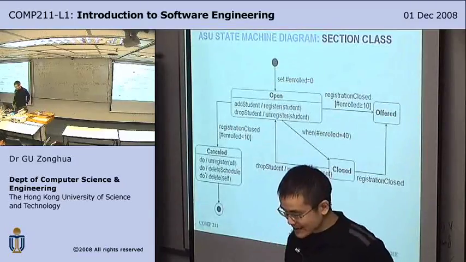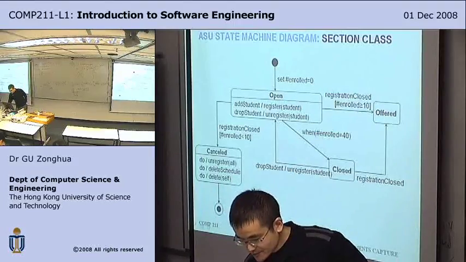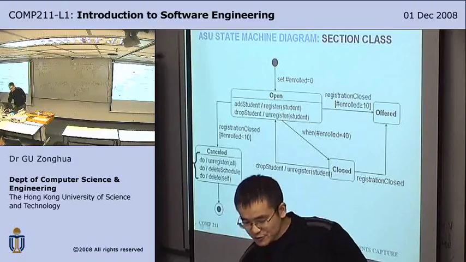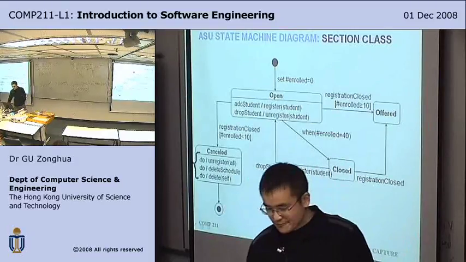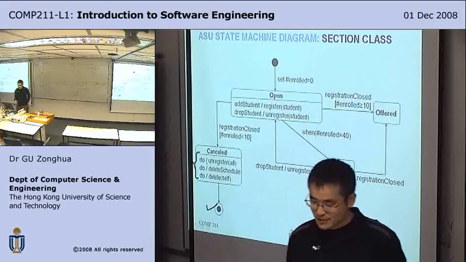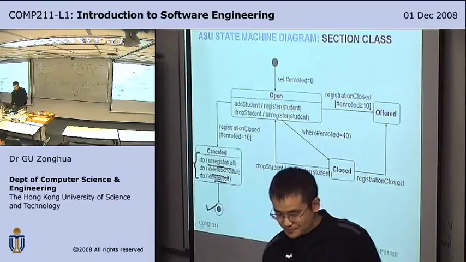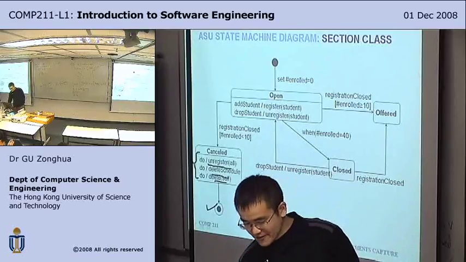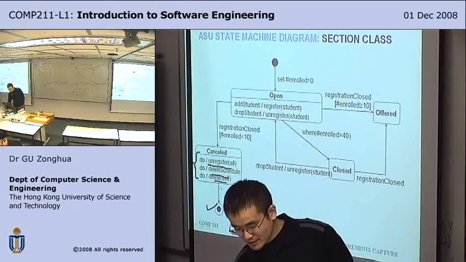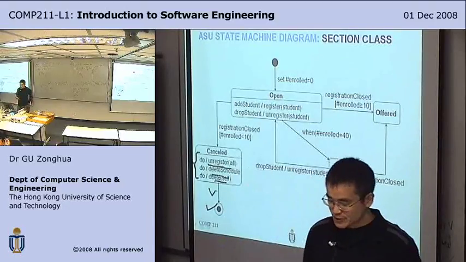So here's the example. When there's a do here, when it goes into canceled, before you destruct the object and go into the final state, you do a bunch of things to clean up the database. So unregister all the students, delete a schedule, delete self. When they're done, this transition is automatic. This one is an automatic transition because there's no label on it. Then you go into the final state.